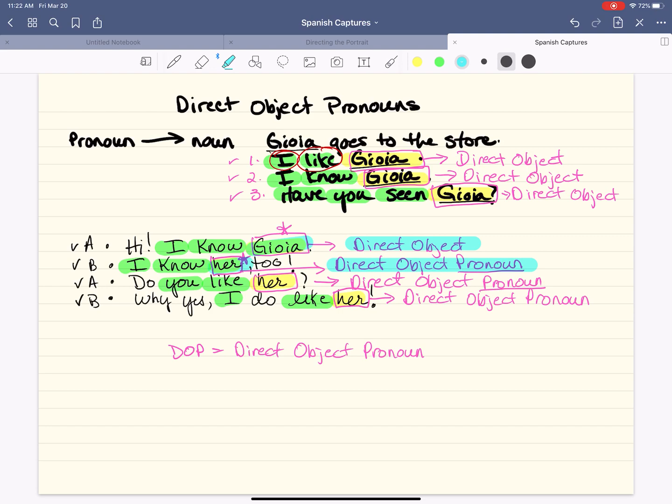Okay, now that we kind of understand what this is in English, I'm going to take a break, I'm going to turn this off, and then we're going to talk about how to do the same exact thing in Spanish, okay?